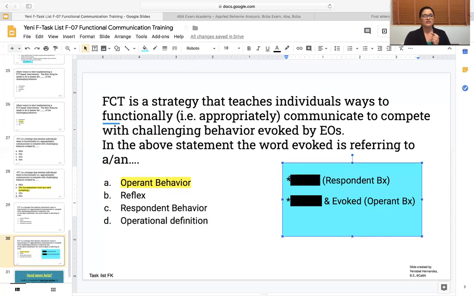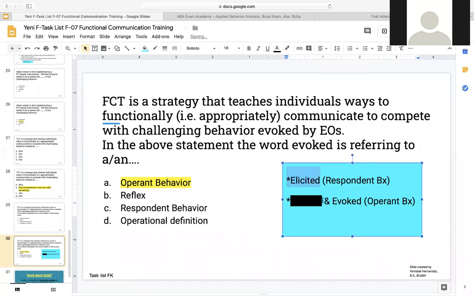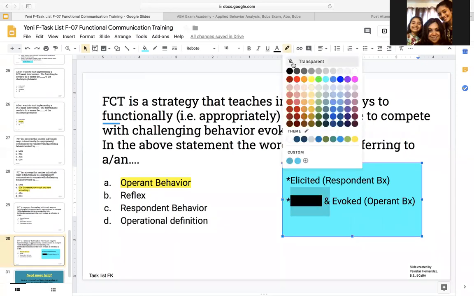Okay, guys. Just to review, a respondent behavior would be what? Elicited. And the other one, who remembers the one that is for operant behavior? Emit. Emit, there you go. Nice job, guys.